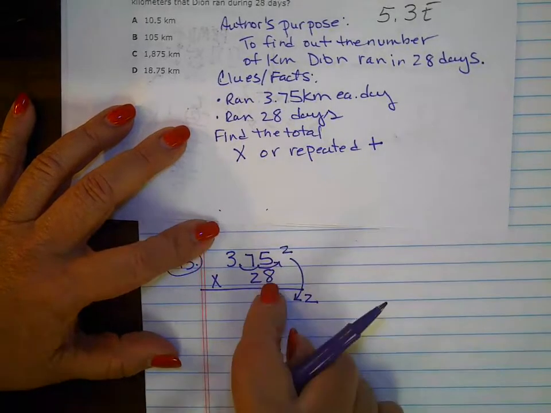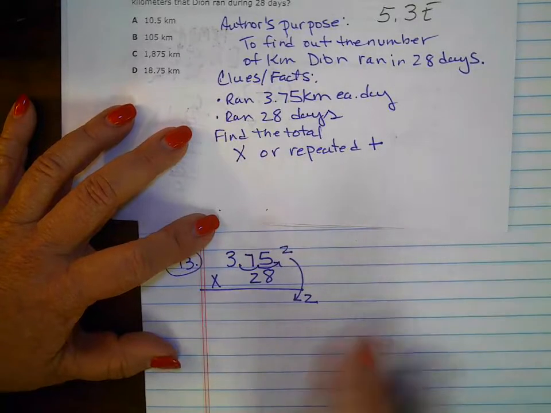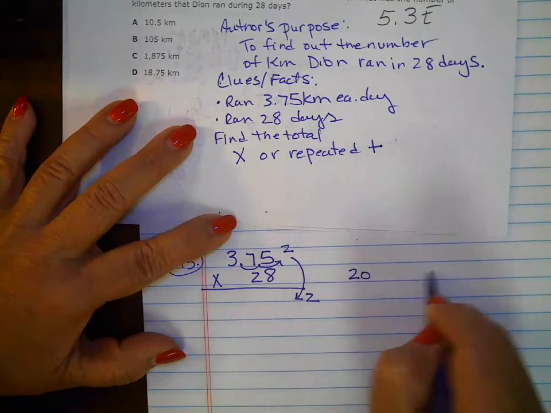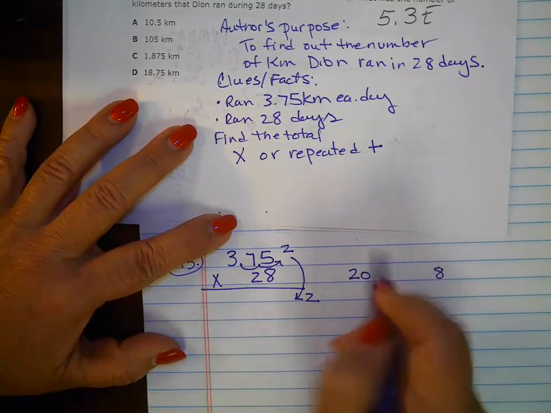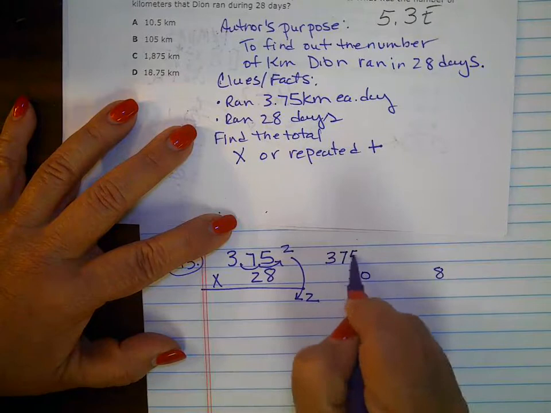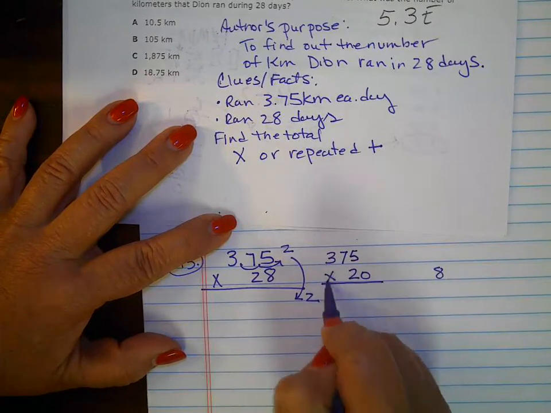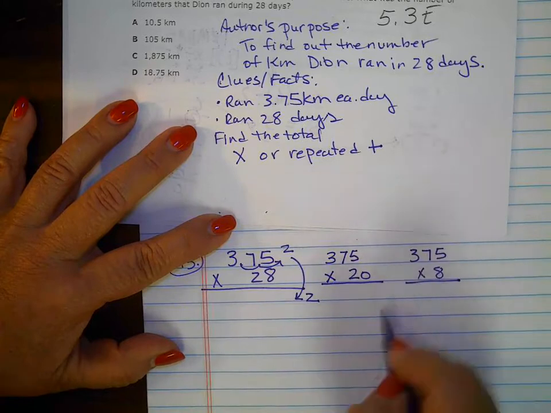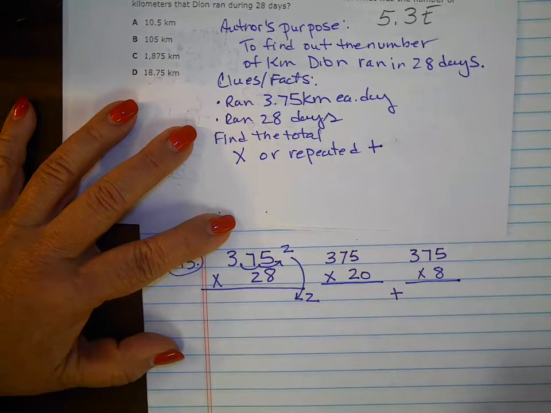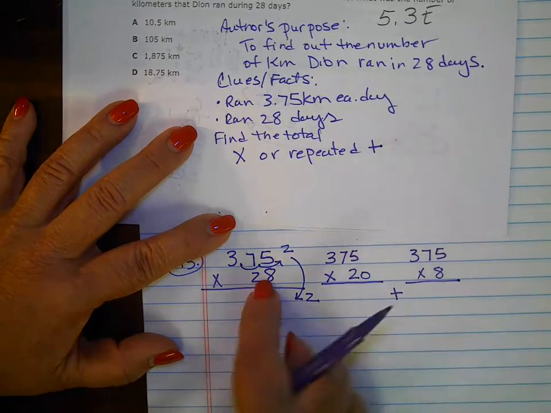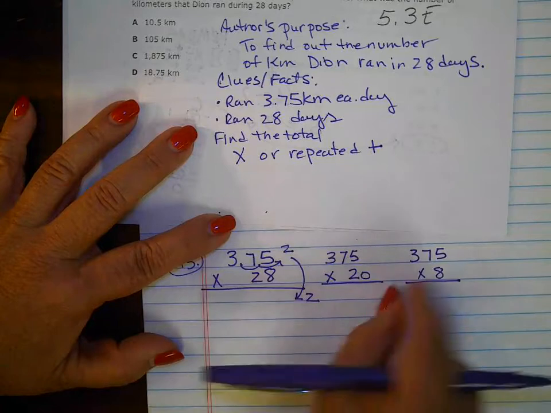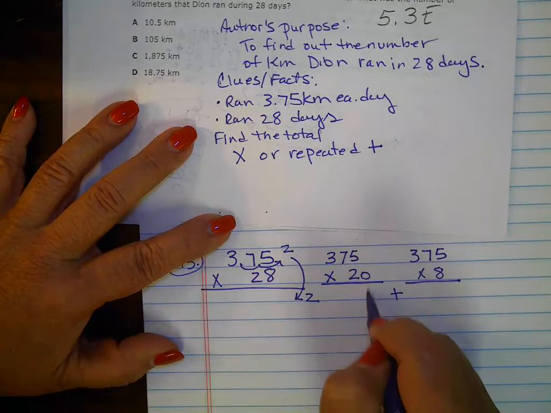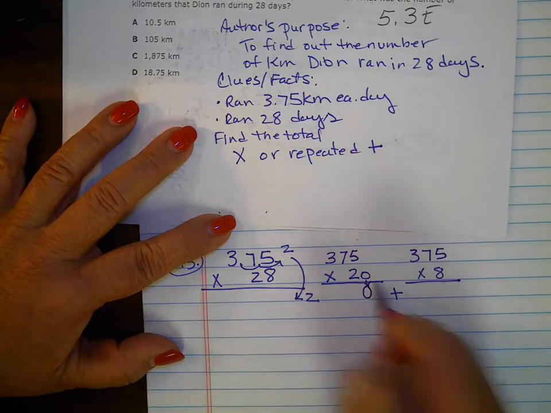So usually when it's a 3-digit by 2-digit, my brain is super tired, I can break up my 28 by having 20 plus 8. So I'm going to have 375, and then I'm going to have 375, and this is times 8. I know I'm going to have to add both of those together because 20 plus 8 equals 28. So I just split those up. I put the 0 on the outside because anything multiplied by a 0 is 0. So I'm going to just bring it straight down.